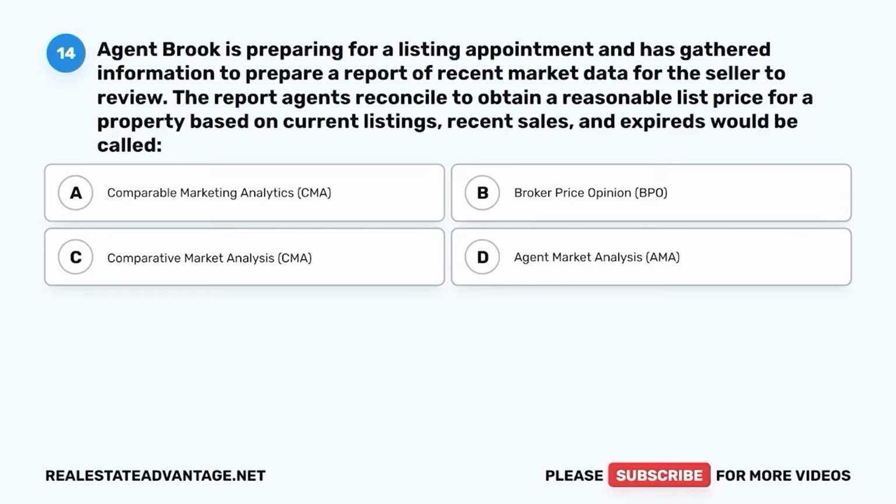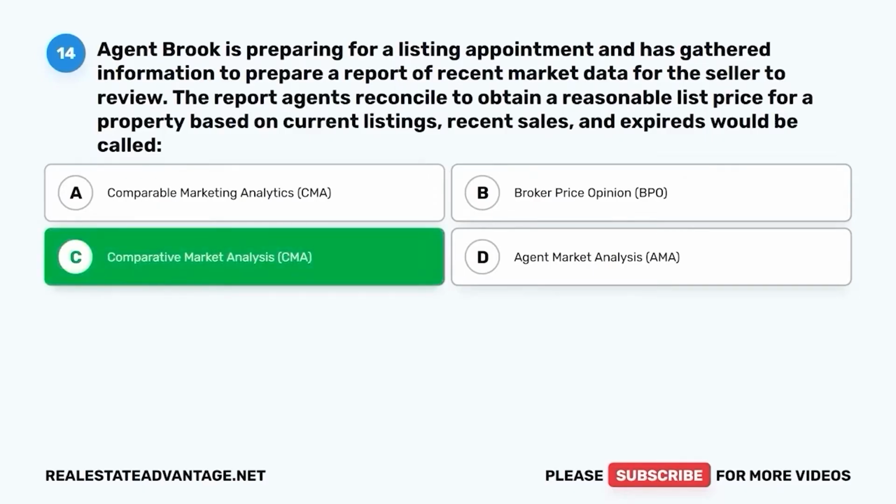The report agents reconcile to obtain a reasonable list price for a property based on current listings, recent sales, and expireds would be called A. Comparable Marketing Analytics, CMA. B. Broker Price Opinion, BPO. C. Comparative Market Analysis, CMA. D. Agent Market Analysis, AMA. The correct answer is C.